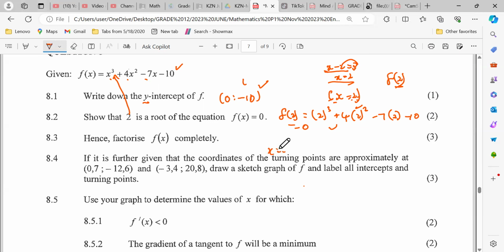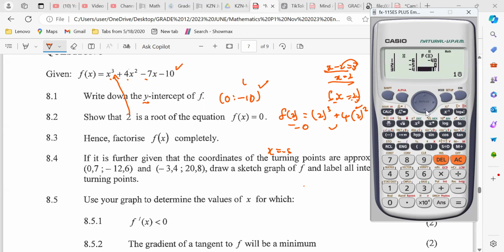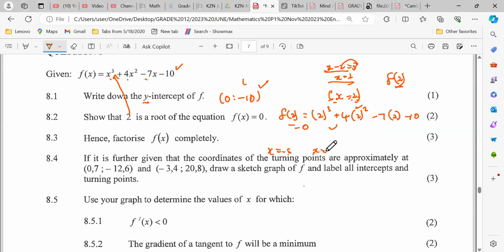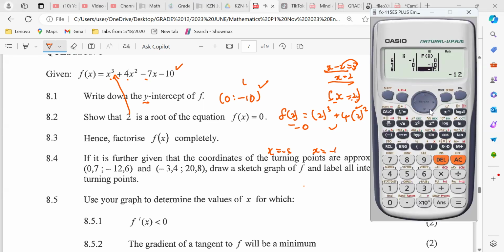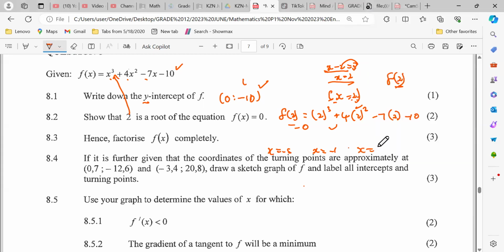X is equal to minus 5. Yeah, that's number 1. Go and check 0, 0, 0. Oh, we have another 0. Another 0 is minus 1. So I'm going to tell them which x is going to be equal to 2? Minus 1. And then we can also do this. 0, again, we have 2. So it means which x is going to be equal to 2. But these are the roots.